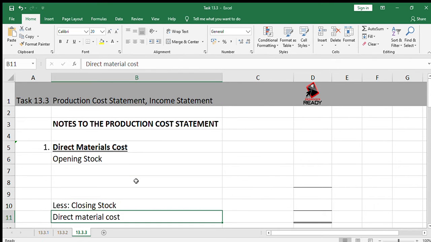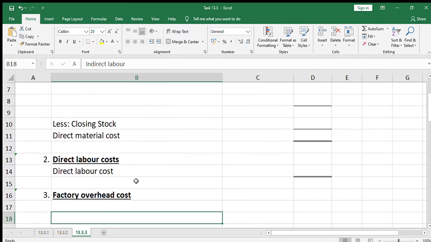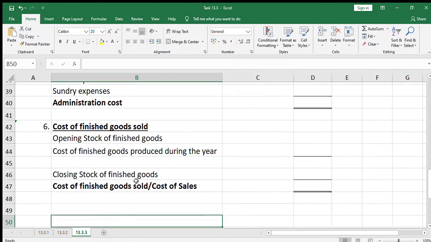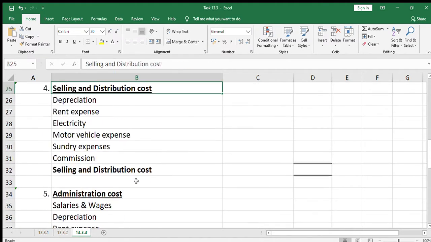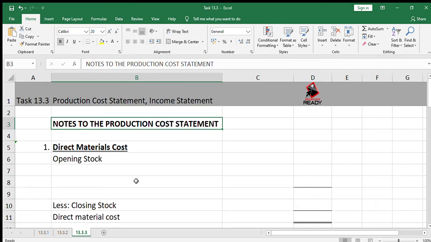So this is how you have the notes in your workbook. Just go through and see there are 6 notes. Now, you don't always have to do all of these notes in exams. Most of the time you can just do these notes in the form of a calculation, but you obviously need to know how to do the calculations and which items need to go into each calculation.